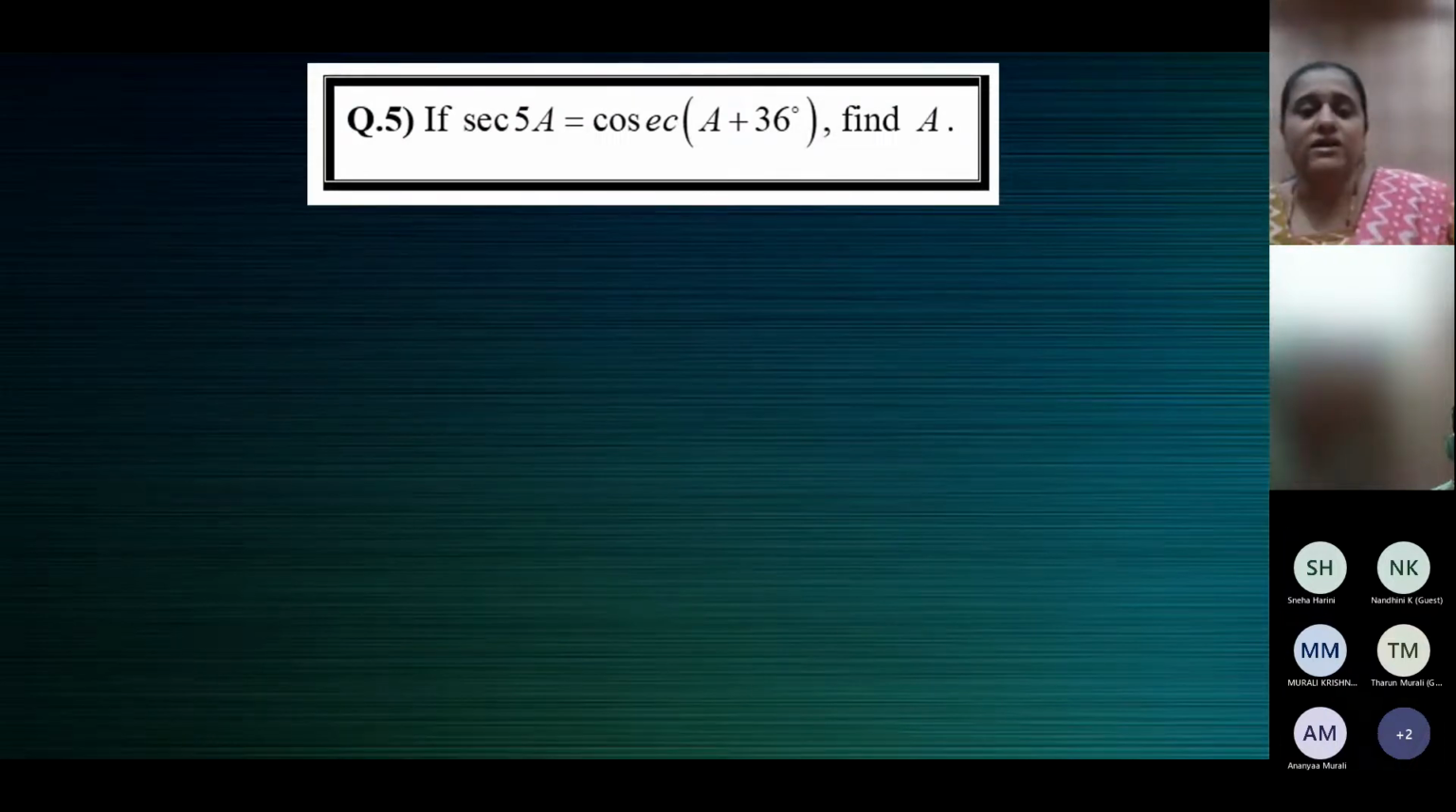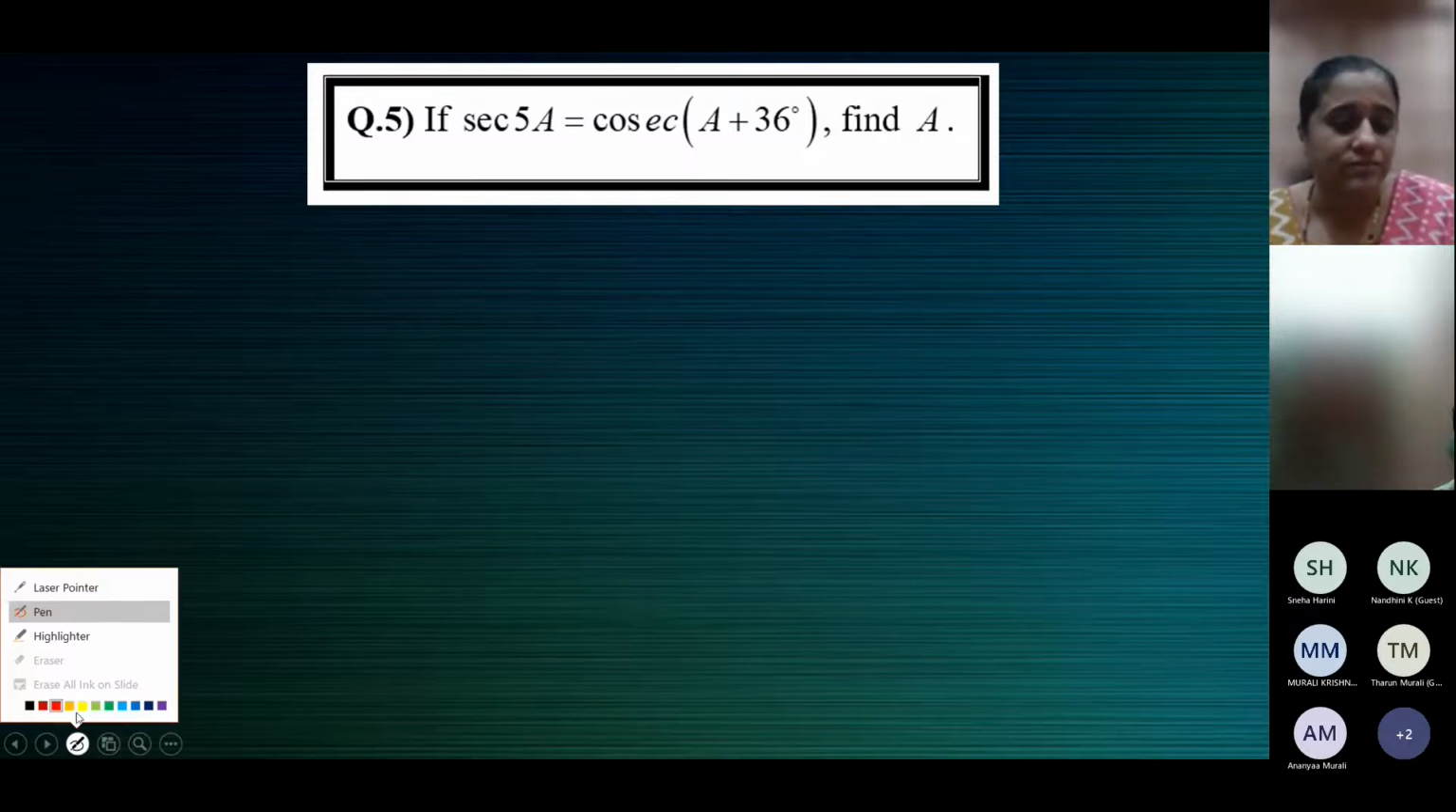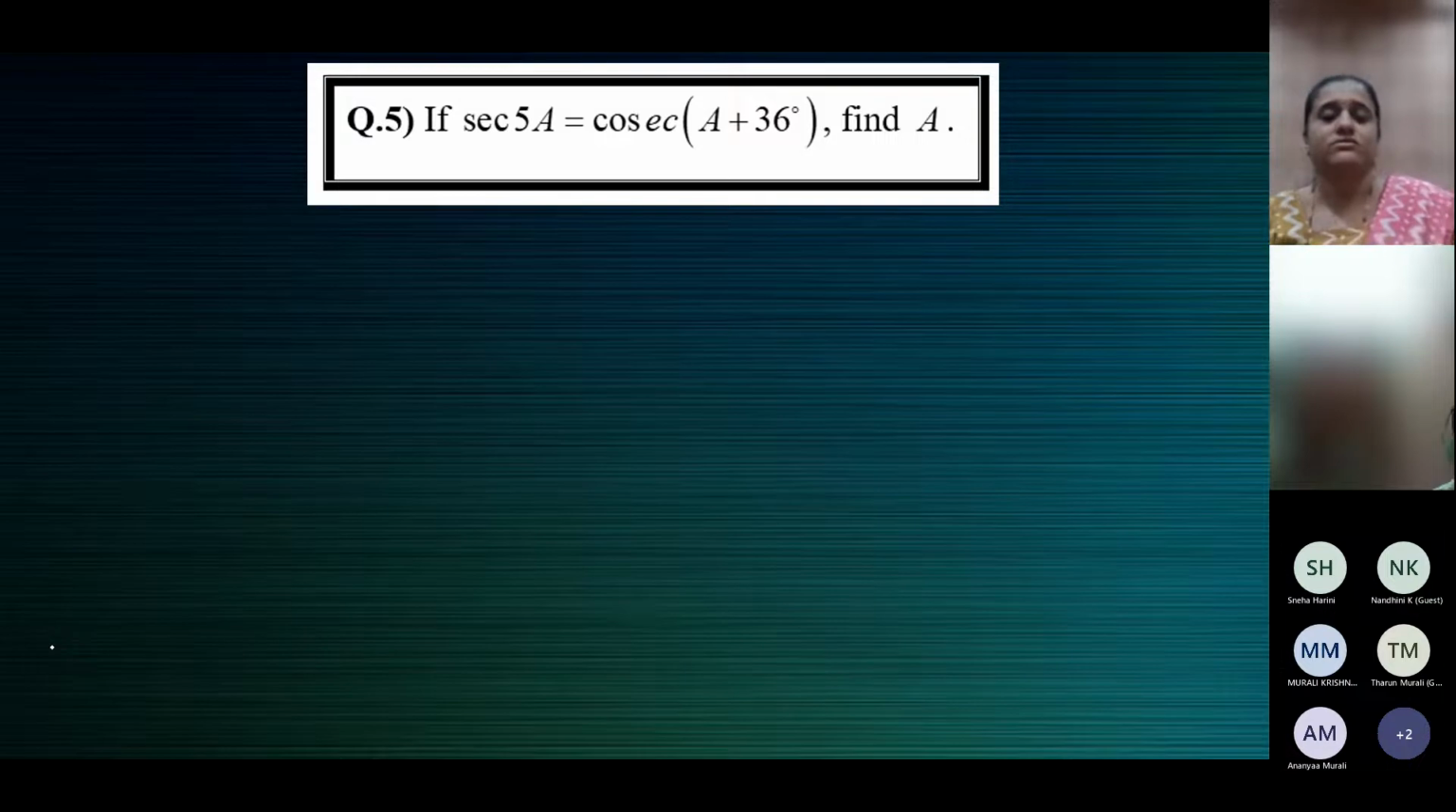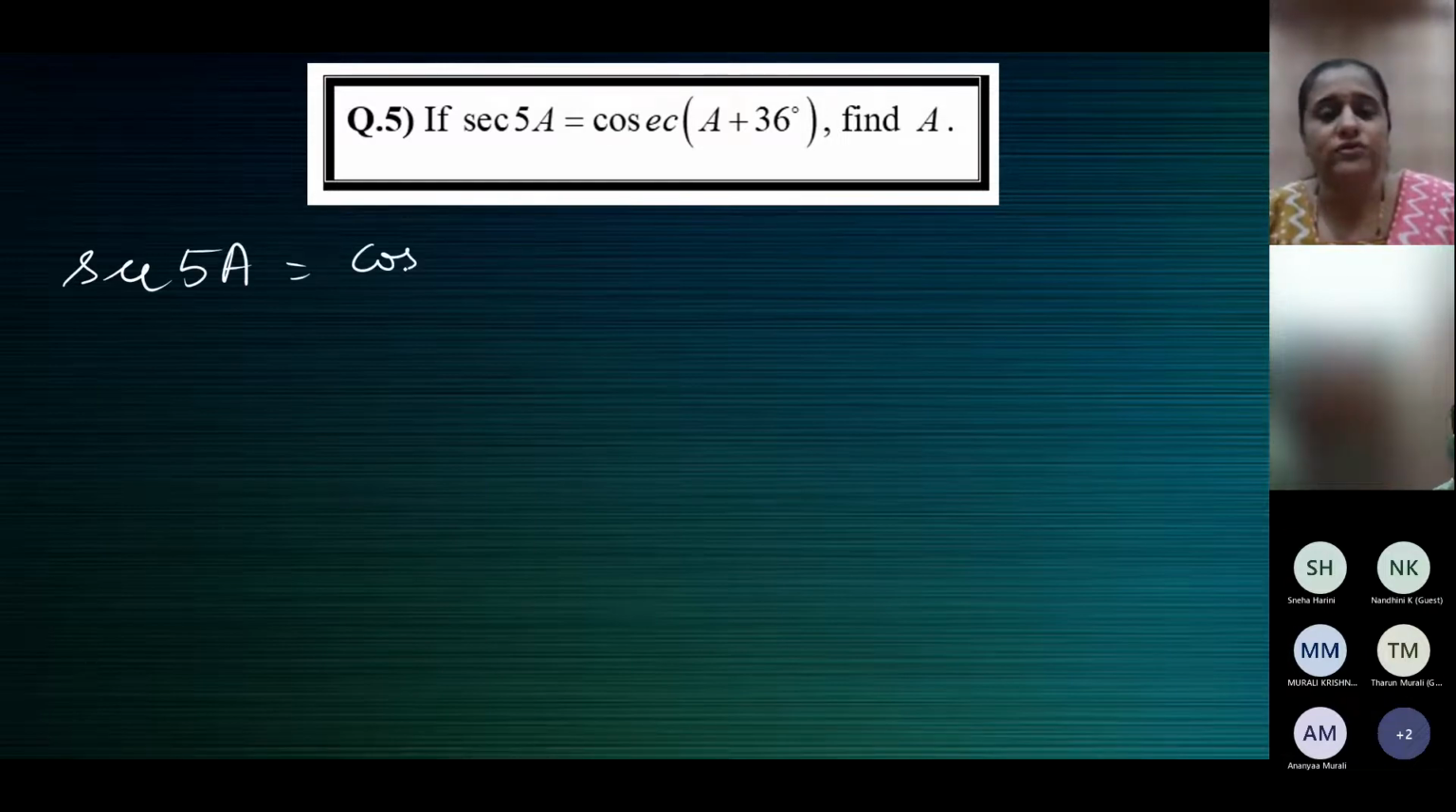If secant 5A is equal to cosecant of A plus 36 degrees, find A. Find the value of A. So again, here we have two ways of working. It's given that secant 5A is equal to cosecant of A plus 36.